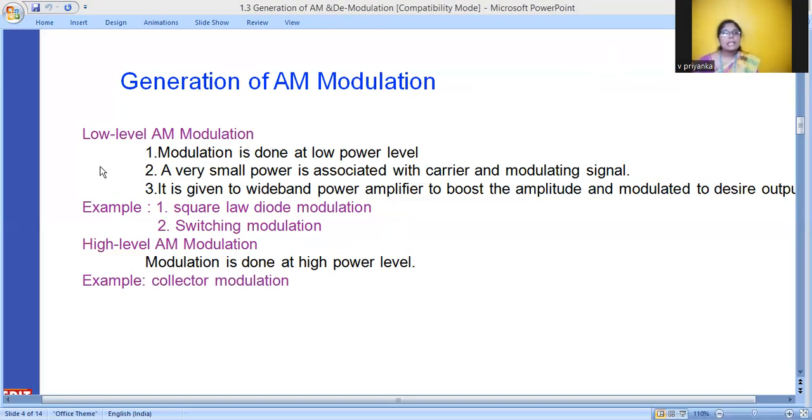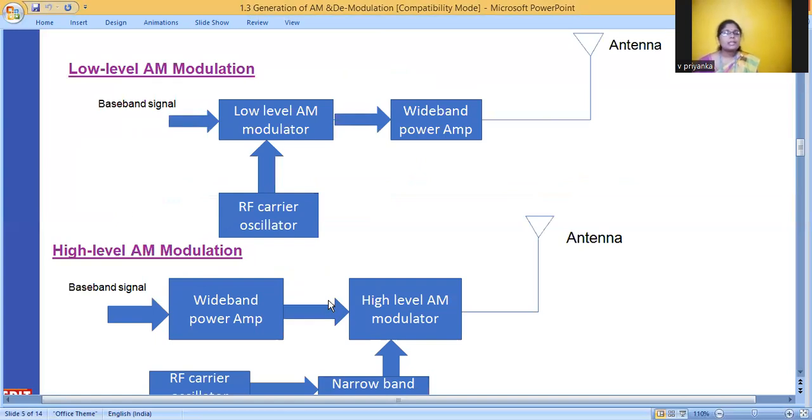Here in this slide, we are showing low level amplitude modulation and high level amplitude modulation, examples of low level and examples of high level modulation, and where the modulation is done. For low level amplitude modulation, the modulation is done at low power level. In high level amplitude modulation, it is done at high power level. And in the next slide, these are the block diagrams for low level amplitude modulation and high level amplitude modulation.